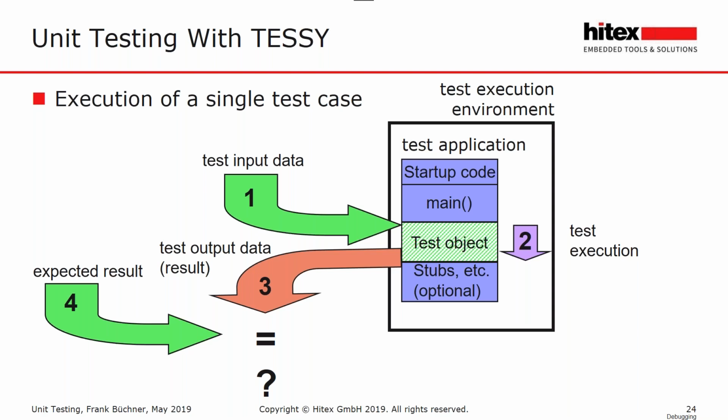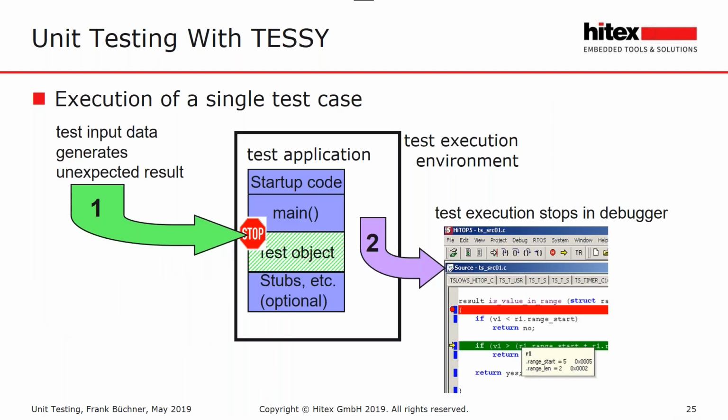If yes, the test has passed. If no, the test has failed. And in case the test has failed, you can use some features of Tessie to debug this failed test case. Tessie is able to execute a single test case, which is quite simple, but Tessie is also able to execute a test case with a breakpoint at the beginning of the test object. This means this test execution with a breakpoint will stop in the debugger in the execution environment, and the combination of these two features allows you to debug failed test cases.